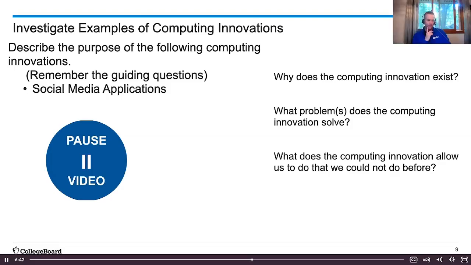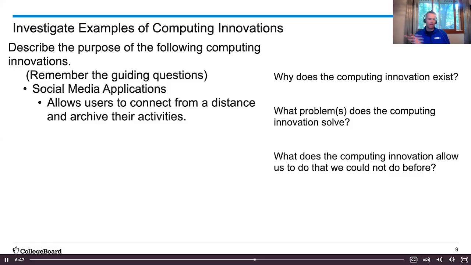All right. So, what did you come up with? All right. So, social media allows users to connect from a distance, right? And archive their activities, right? So these are two different things that this computing innovation allows us to do, right? That we couldn't do before, or what problem or problems does it solve? Well, two people who live far across the country, right? Before social media, they could only call each other on the phone or write a letter, right? Or I suppose they could send an email, things like that.